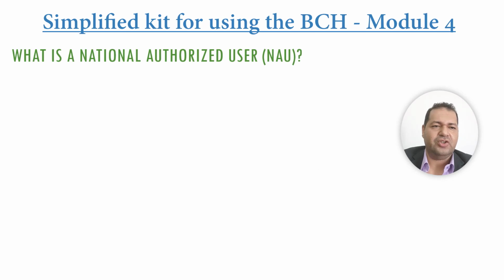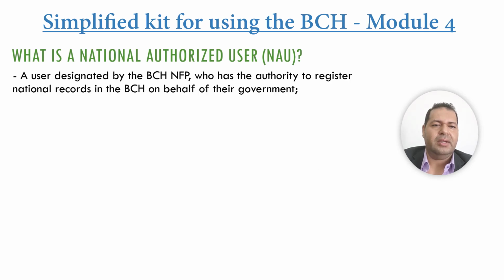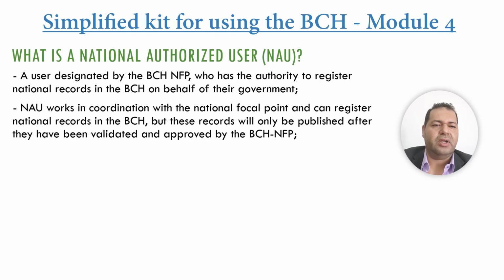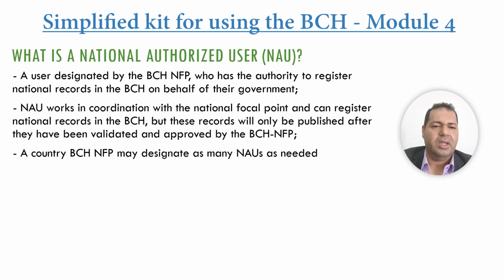What is a national authorized user? It is a user designated by the National Focal Point who has the authority to register national records in the BCH on behalf of his government. A national authorized user works in coordination with the National Focal Point and can register national records in the Biosafety Clearinghouse, but these records will only be published after they have been validated and approved by the BCH National Focal Point. A country's BCH National Focal Point may designate as many national authorized users as needed.